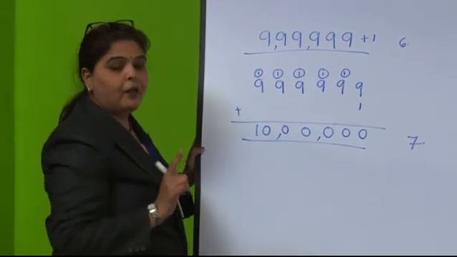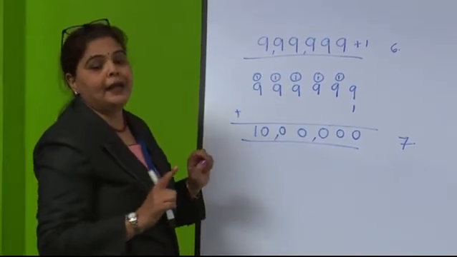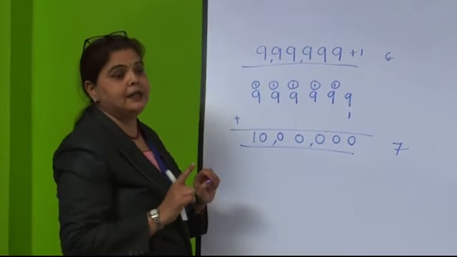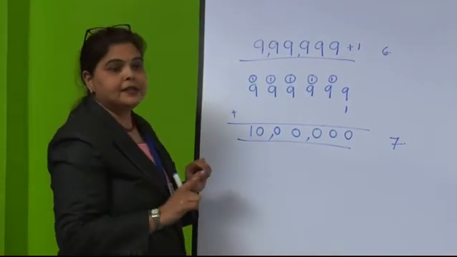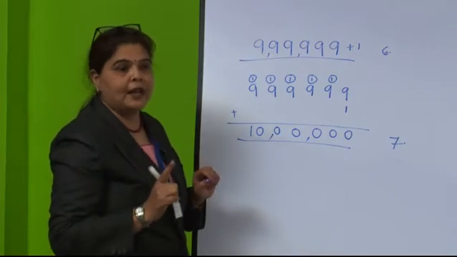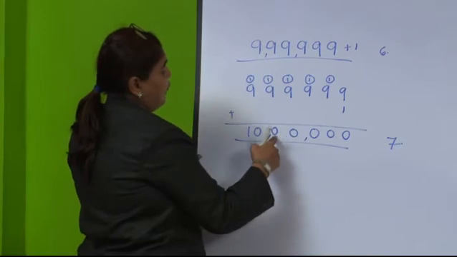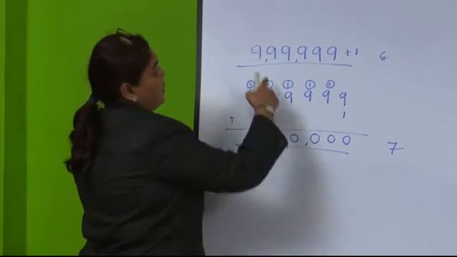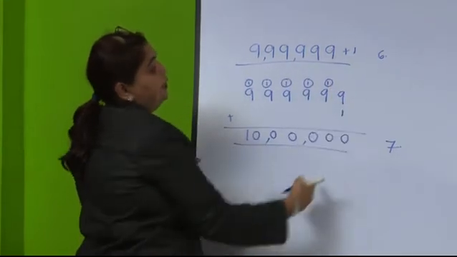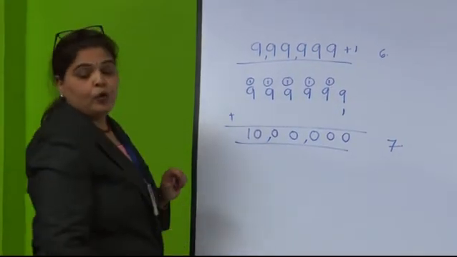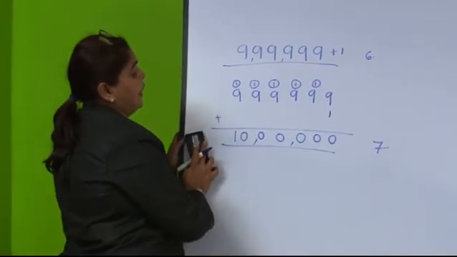In a simple way we can say that when you add 1 to the largest 6 digit number, you will get the smallest 7 digit number. So here we got 3, 4, 5, 6 and 7 digits because we added 1 to the largest number. Now you know how, in a simple way, I have given a trick.